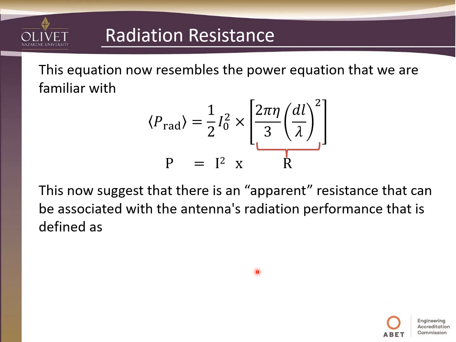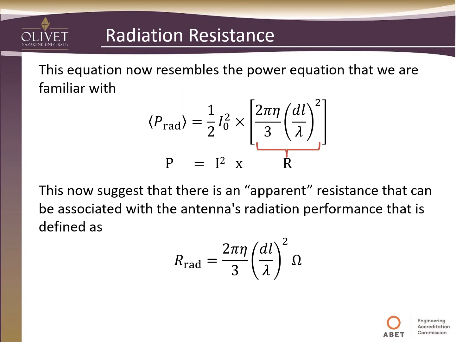So this suggests then that this is an apparent resistance. It's not like you can take an ohm meter necessarily and go and measure this physically somewhere, but this is an apparent resistance that can be associated with the antenna's radiation performance. And we define that generally then as this equation, which is just what's in the brackets up there. And so that has the unit of ohms.